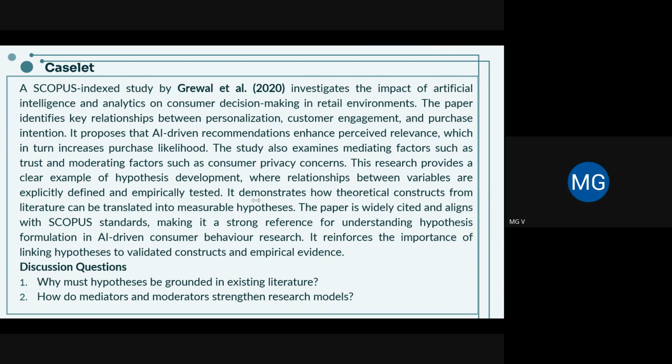This research provides a clear example of hypothesis development where relationships between variables are explicitly defined and empirically tested. It demonstrates how theoretical constructs from literature can be translated into measurable hypotheses. The paper is widely cited and aligns with Scopus standards, making it a strong reference for understanding hypothesis formulation in AI-driven consumer behavior research. It reinforces the importance of linking hypotheses to validated constructs and empirical evidence.